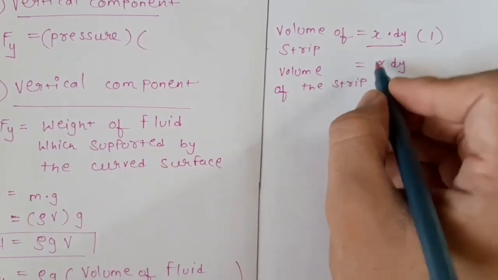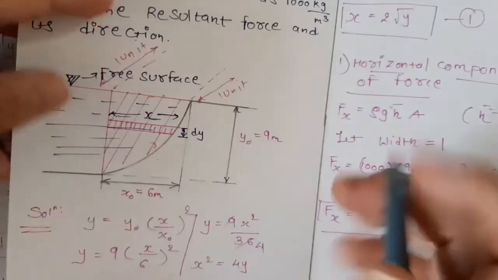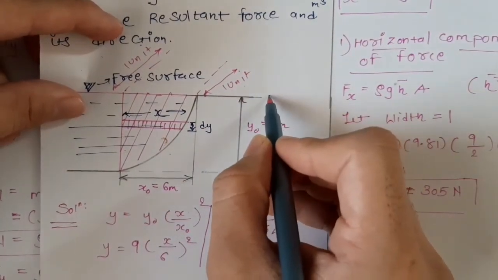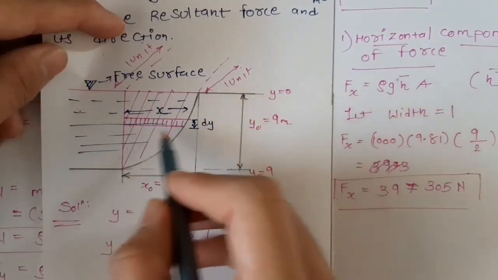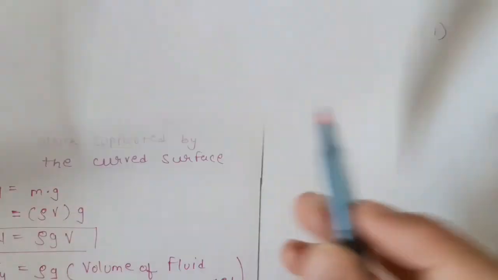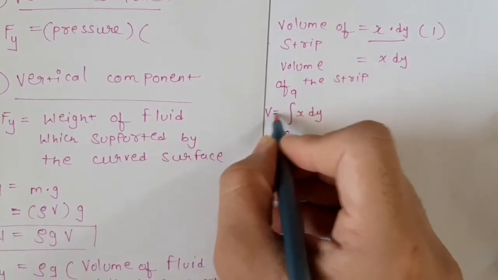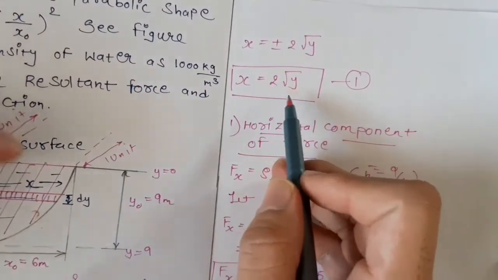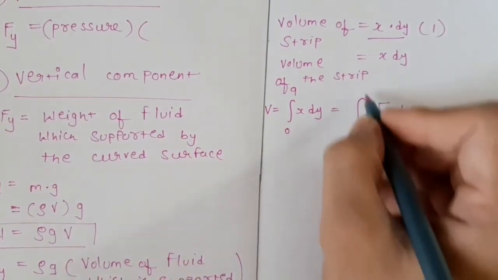Now if we integrate this term, that is, the integration of x dy, from y equals 0 to y equals 9, then we will get the volume of this much shaded part. So we will integrate it from 0 to 9. Let's say this is V. We had calculated the relation between x and y: x is equal to 2 root y. So we put x equals 2 root y into dy, from 0 to 9.